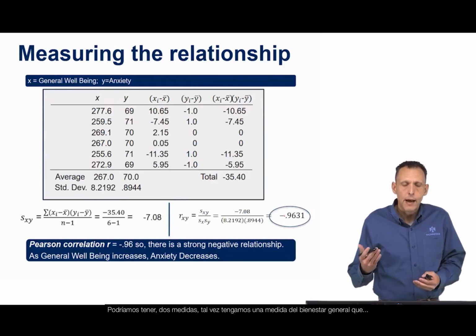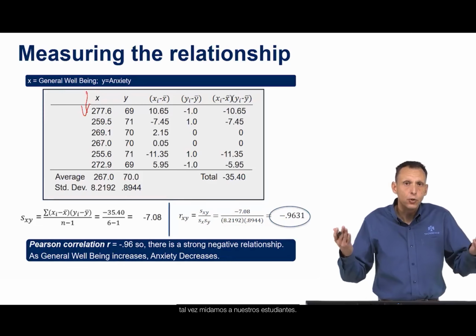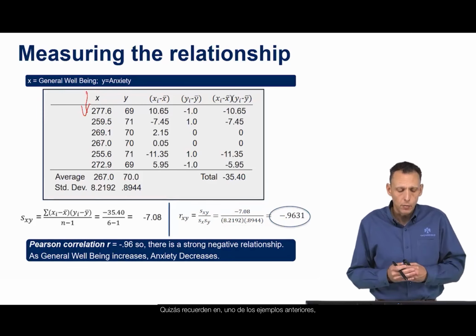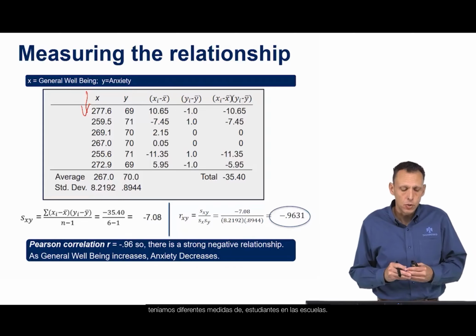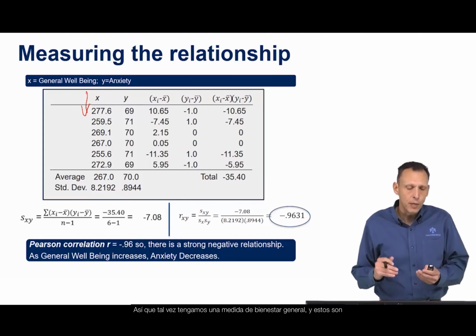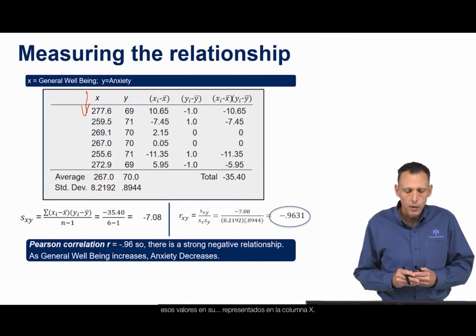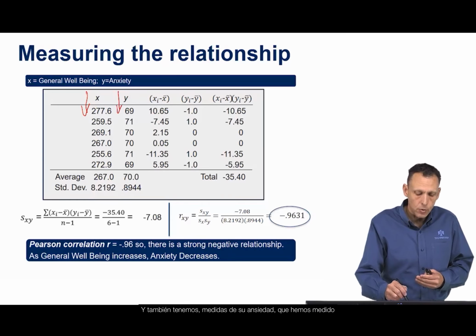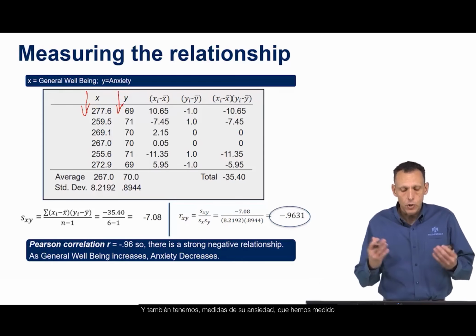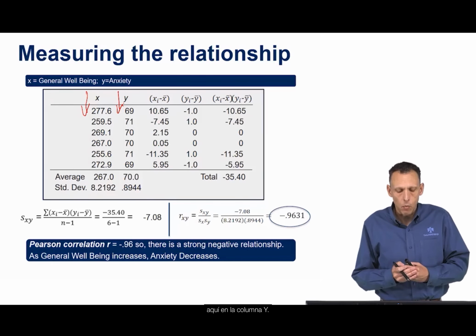We might have two measures. Maybe we have a measure of general well-being that we have measured in our students. You might recall in one of the prior examples, we had different measures of students in schools. So maybe we have a general well-being measure, and these are those values represented in the column X. And we also have measures of their anxiety, which we've measured here in column Y.